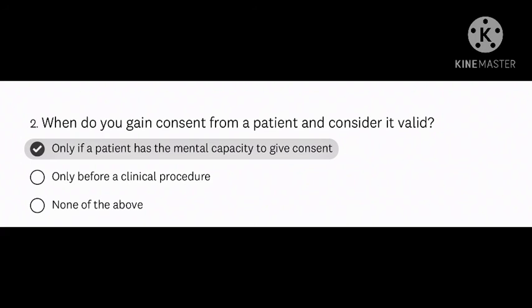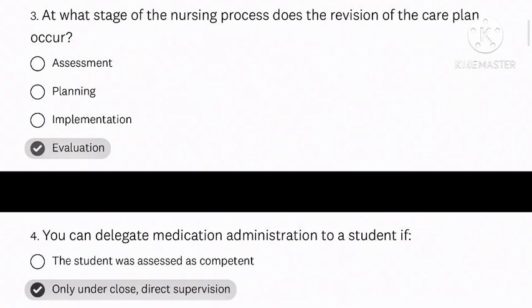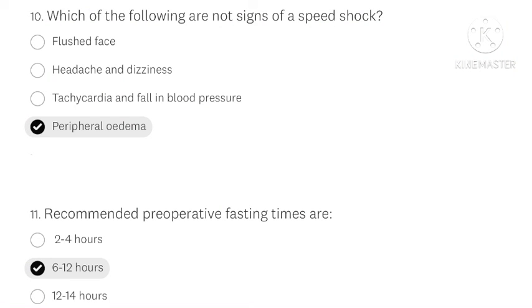When do you gain consent from a patient and consider it valid? Only if a patient has the mental capacity to give consent. At what stage of the nursing process does the revision of the care plan occur? Evaluation. You can delegate medication administration to a student only under close direct supervision. Which of the following are not signs of speed shock? Febrile edema. Recommended preoperative fasting times are 6 to 12 hours.